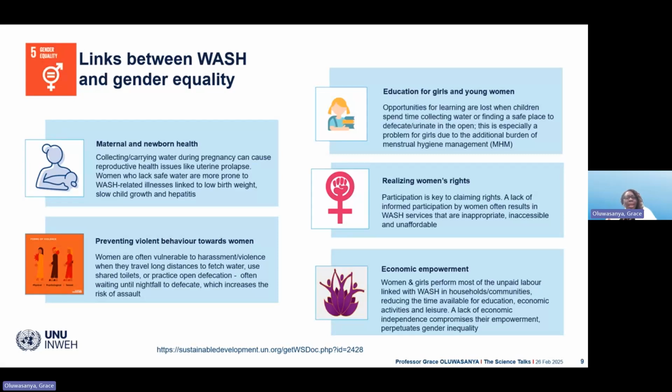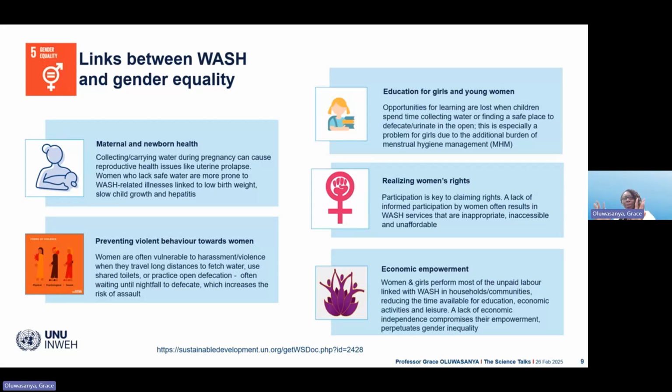The linkage is there. Another angle to read is women are often vulnerable to harassment and violence when they travel long distances to fetch water. Again, I alluded to the example I shared earlier, or use shared toilets or practice open defecation, often waiting until nightfall to defecate, which increases the risk of assault. I can give more lived experiences, examples of how this still happens in 2025 of the 21st century.